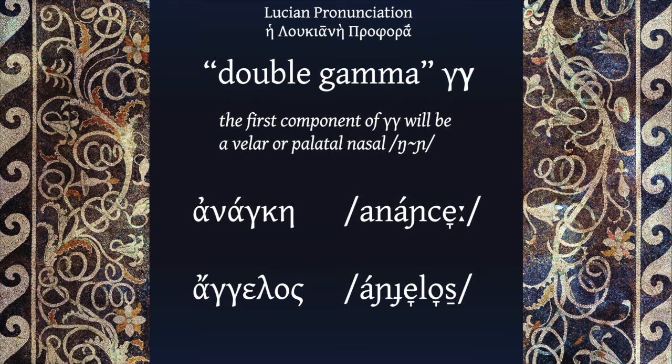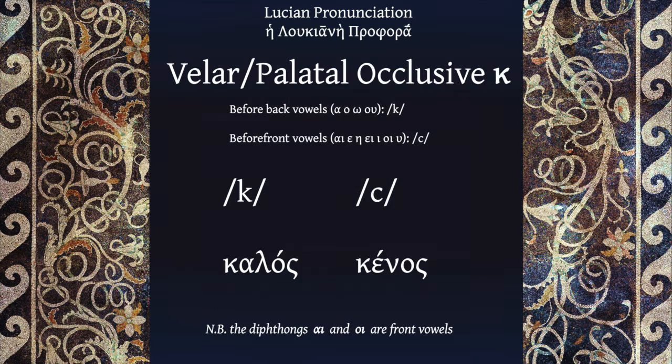Gamma is also used sometimes for the velar nasal, ananke, and when geminated, the double gamma can be anga or palatalized, ange. The second component is not a fricative, and this is just as in modern Greek, angelos. Palatalization also occurs for kappa.